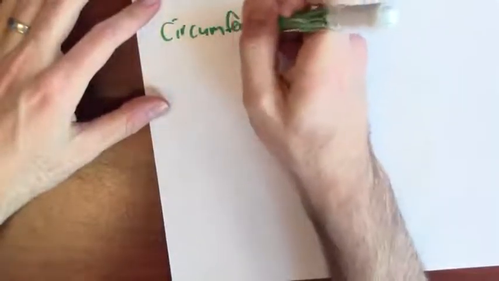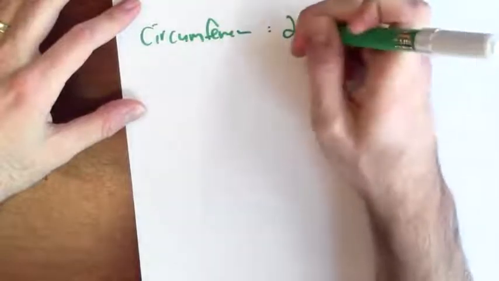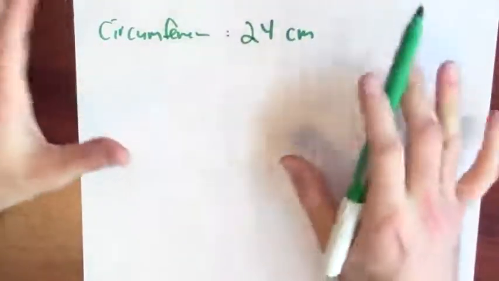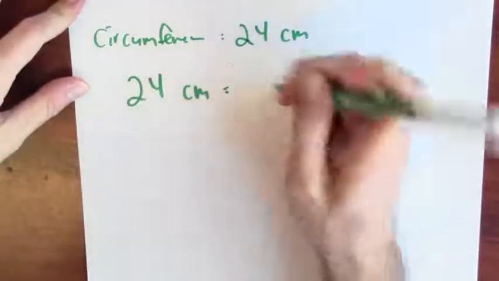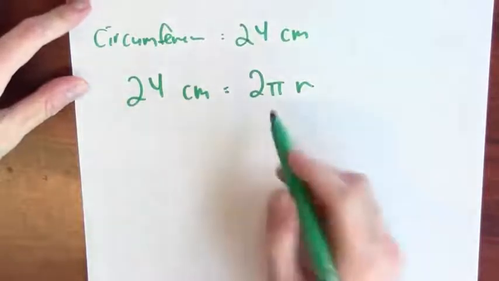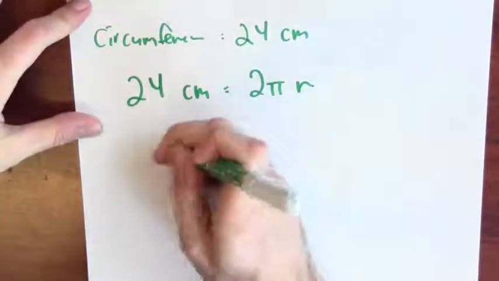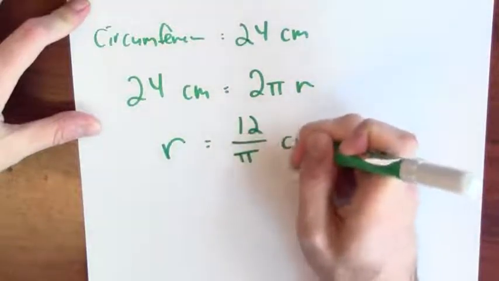So the circumference of the orange is 24 centimeters. What does that tell me about the radius of the orange? Well, that circumference will be 2 pi times the radius of the orange. So if I divide both sides by 2 pi, I get that the radius of the orange is about 12 over pi centimeters. How much rind is there on this orange?